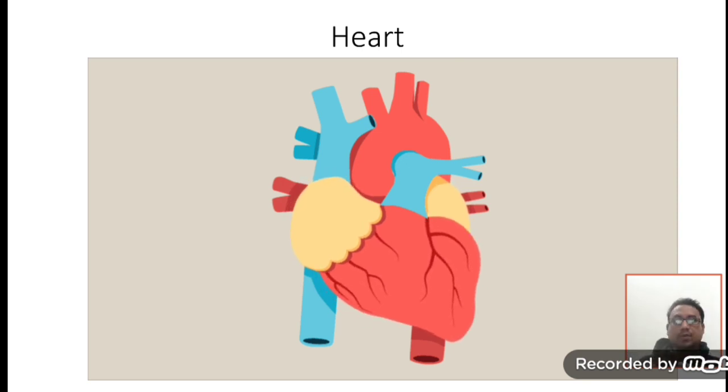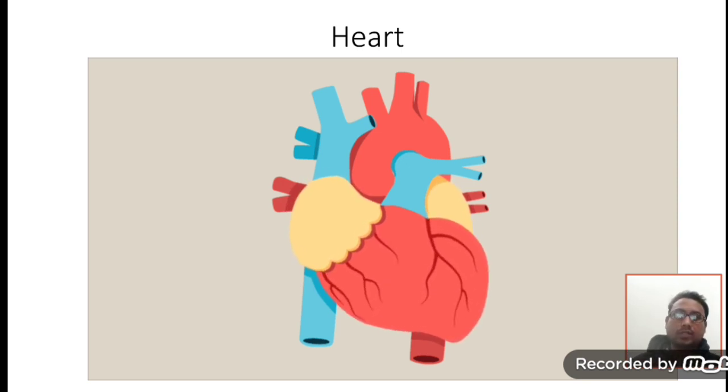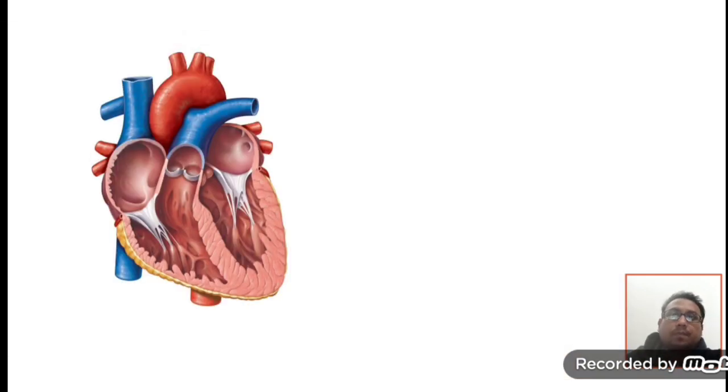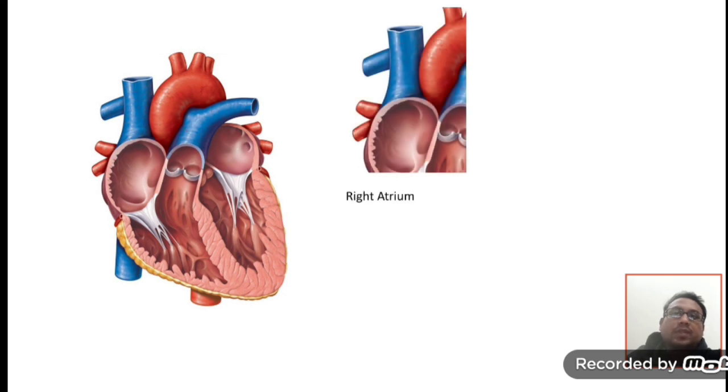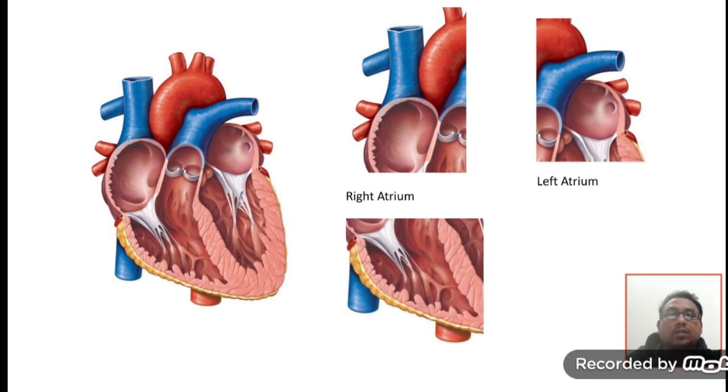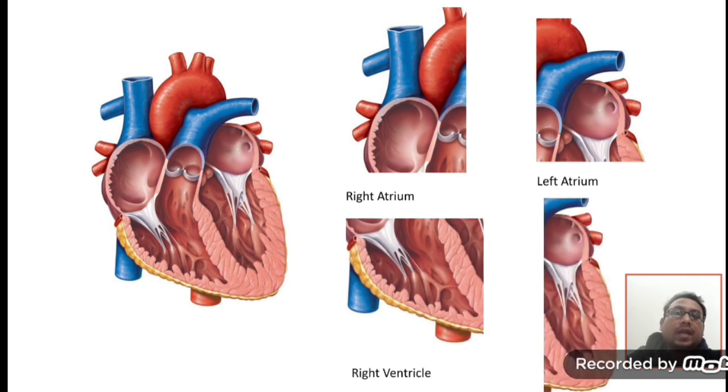Okay. So I think we all know what the heart is. It is situated in our chest towards the left side from the center, a little to the left. The shape of the heart looks like our fist. Together, heart and blood vessels make up the cardiovascular system of our body. Heart is divided into four chambers. The first one is the right atrium, second one left atrium, third one is the right ventricle, and the fourth one is the left ventricle.